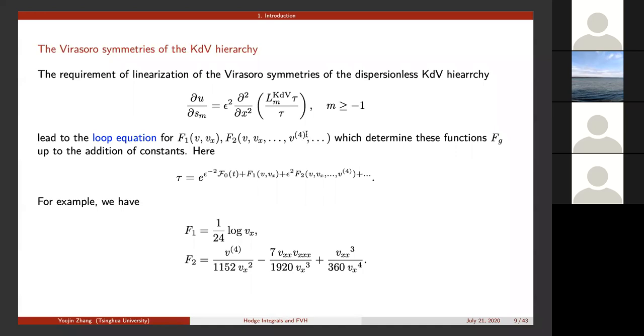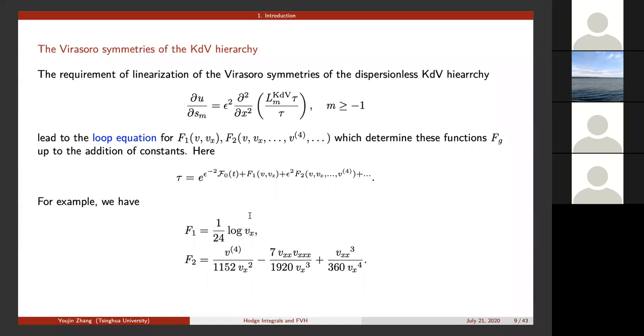I'm sorry, we should have a bracket here, not this. The F2 depends only on these five independent variables. So this is the loop equation of the linearization of the Virasoro symmetries. Then they fix this Fg almost uniquely. Namely, they fix the gradients of this Fg.